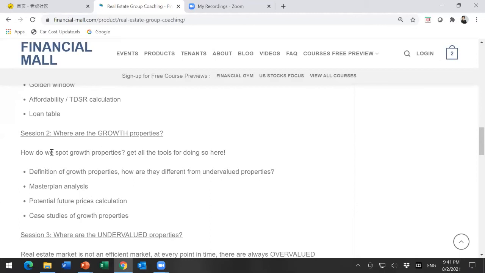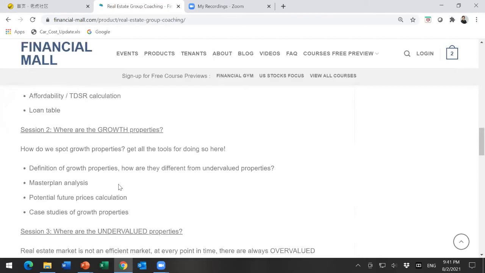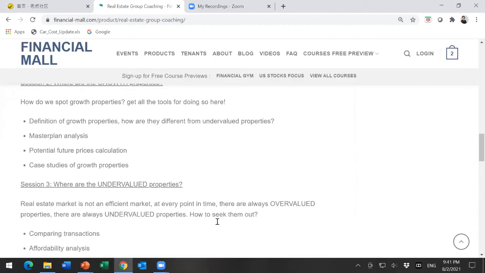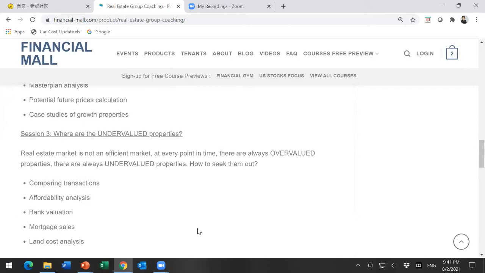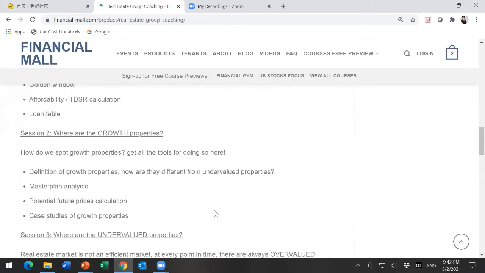Growth properties we define as properties where, today, the price is not excessively cheap. Probably the price is about the same as the rest of the prices in the area, but we believe that this property can experience capital gain potential. And why we believe so is what we're going to explain in the course itself. When we talk about undervalued properties, we're talking about properties whose current price is cheaper than their peers, based on district or on equivalent property. So that's how we define growth and undervalued properties.